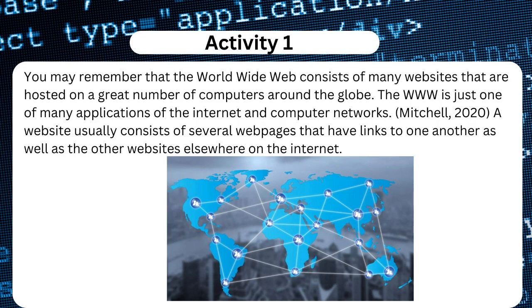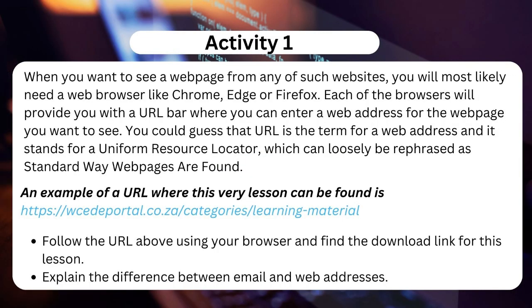Activities/assessment. Activity 1. You may remember that the World Wide Web consists of many websites that are hosted on a great number of computers around the globe. The WWW is just one of many applications of the Internet and computer networks (Mitchell, 2020). A website usually consists of several web pages that have links to one another as well as to other websites elsewhere on the Internet. When you want to see a web page from any of such websites, you will most likely need a web browser like Chrome, Edge, or Firefox.